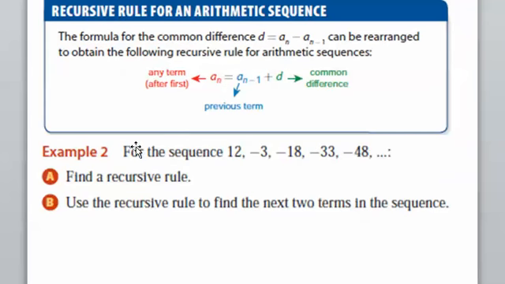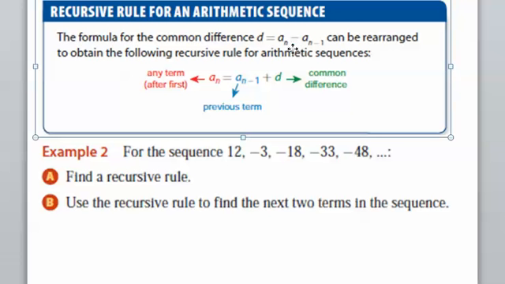Okay, so when we're using a recursive rule for an arithmetic sequence, they're going to give you that the difference is written this way. You can always look at the previous term and add the difference to find the next term. For example, we have this sequence here. It says find the recursive rule.